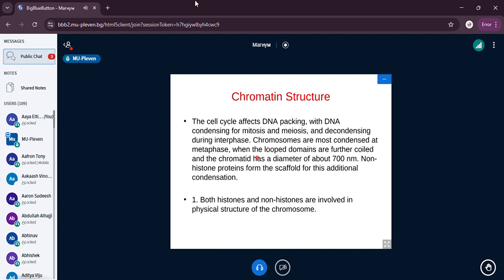How does this happen? By packaging with the help of different proteins and by coiling and folding. The proteins playing a role in packaging of DNA in the eukaryotic nucleus are grouped into two groups: histones and non-histones.